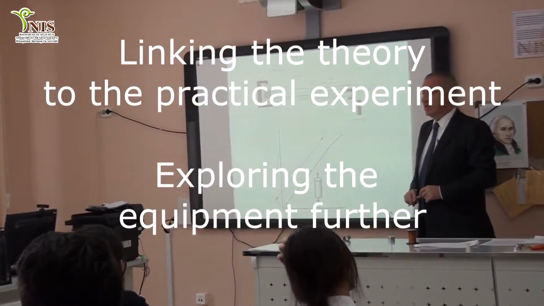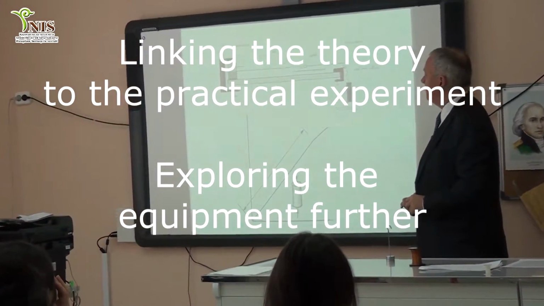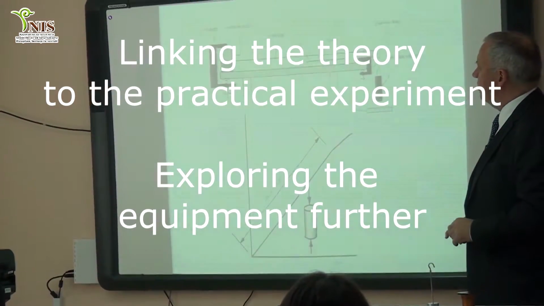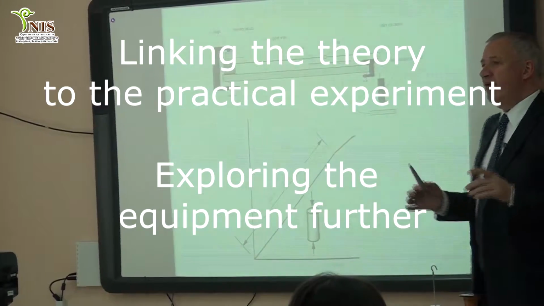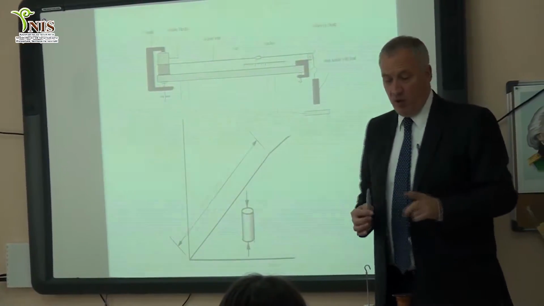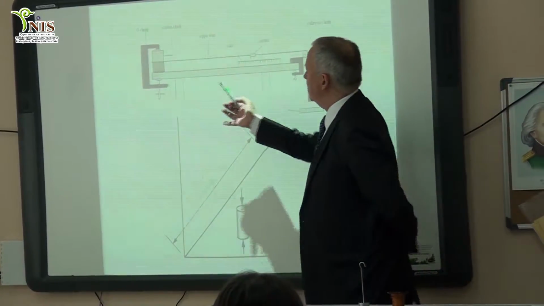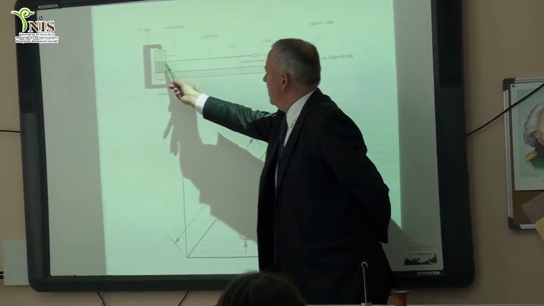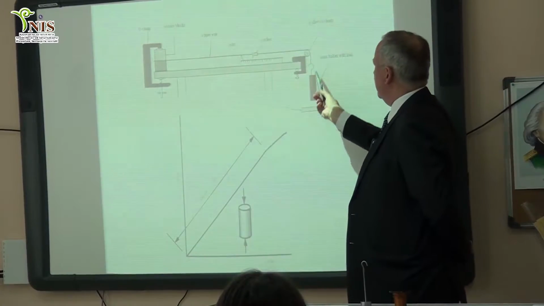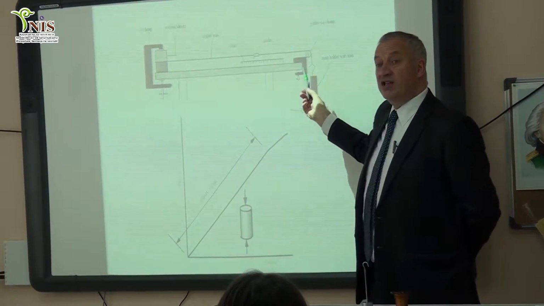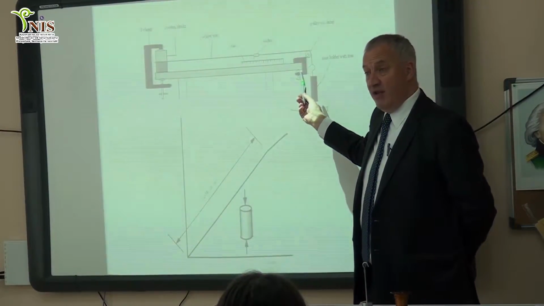Here's the equipment sitting in front of you, pretty much. So I'll just point out some very important points here, first of all. Where is L0? Where is the original length of the wire? Well, we could say the original length of the wire goes from here all the way down through to here. But that's actually quite difficult to measure the length of.